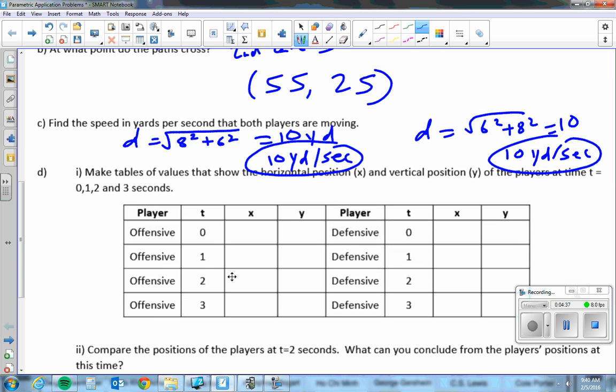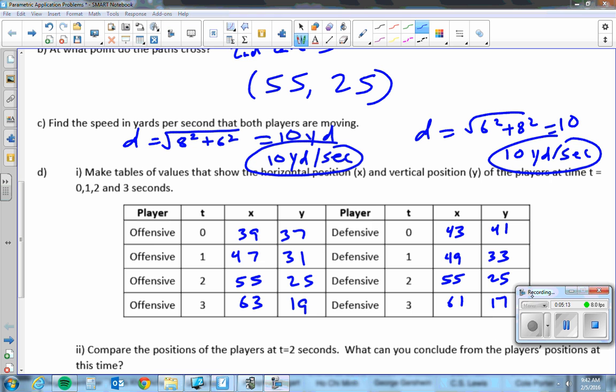All right, now we'll get this part. We'll do the offensive player first. Someone tell me the starting point. The offensive player. And after 1 second, where was he? And then if we keep tracking this, the x values were increasing by 8 every time, so increased by 8 again and again. The y values were decreasing by 6, to decrease by 6 again and again. Okay? Now you do the defensive player. You should have gotten these numbers, yes?